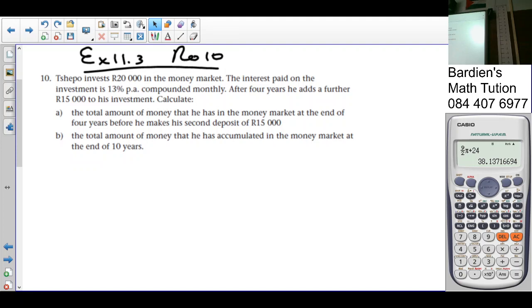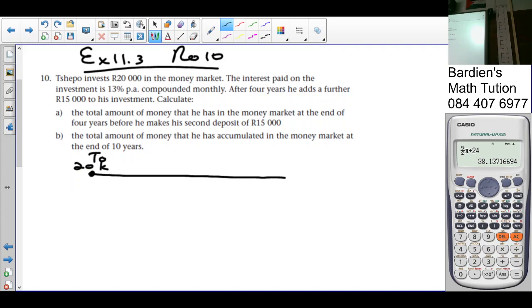So this would be a timeline question, okay? Because there are variations happening on the account. So 20,000 rand is deposited into the money market. The interest on the investment is 13% per annum compounded monthly, so it's 1/12. After 4 years, so that takes you to T4, he adds a further 15,000 rand to the account.